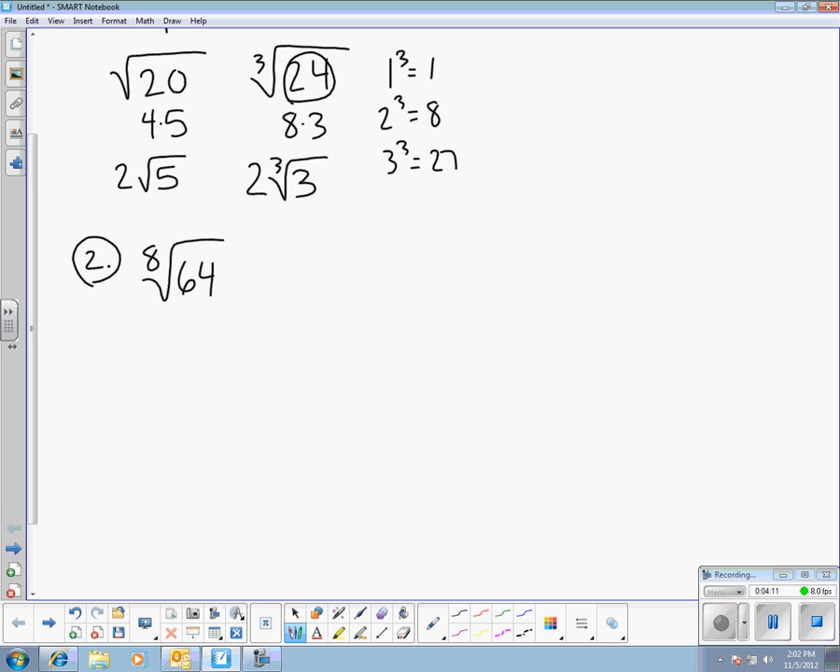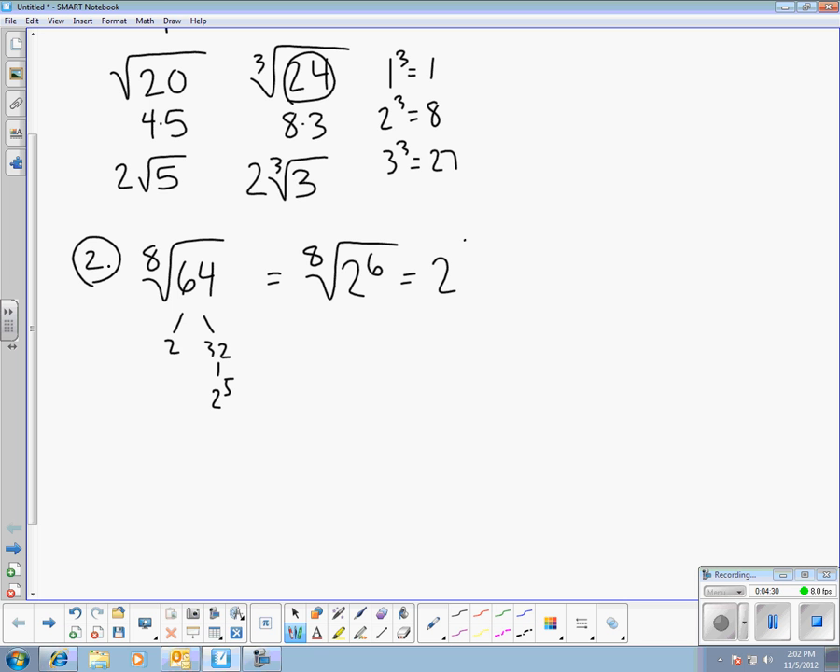64, if you did a prime factorization, is 2 times 32. 32 turns out to be 2 to the 5th. I'll spare you the whole thing. So anyway, 64 is 2 to the 6th. So I know that this expression is the same as the 8th root of 2 to the 6th. And what we've learned before is that this 8th root is like a 1/8 power.